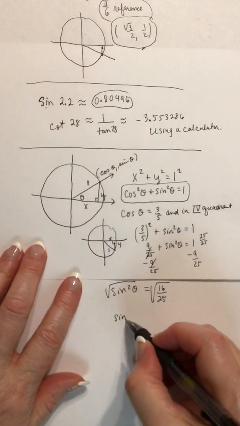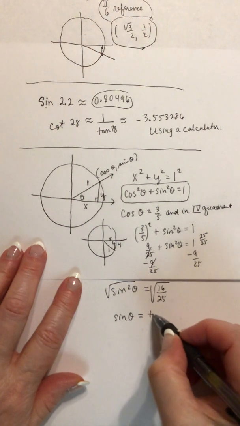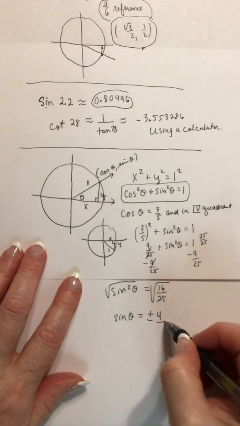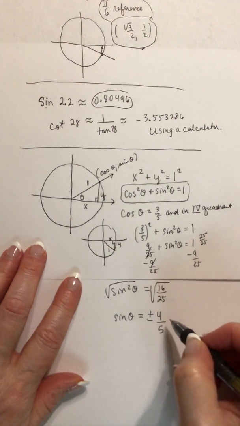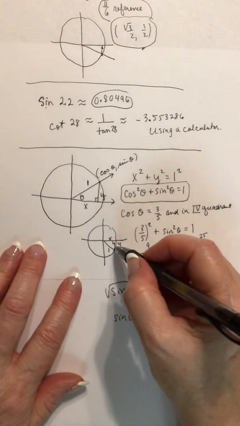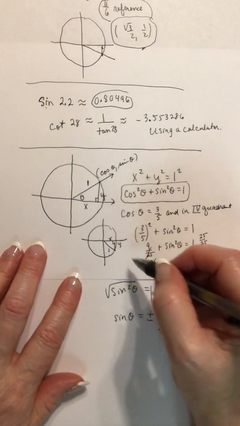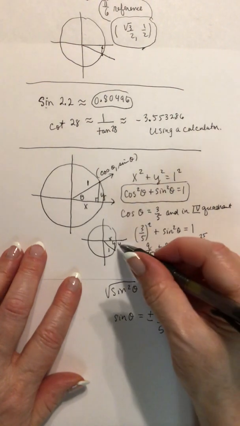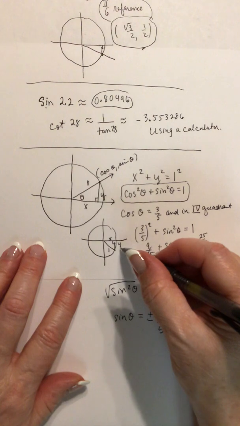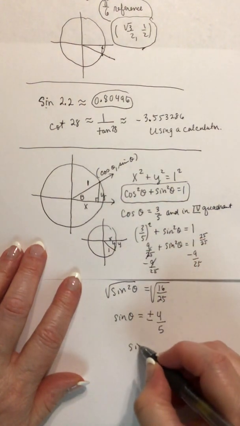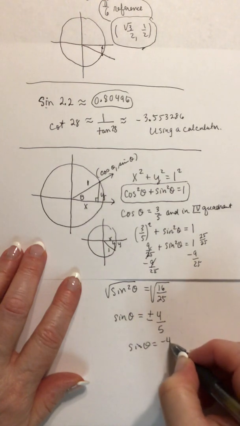Now remember, when you take the square root on both sides, you're going to have plus and minus. So I have plus and minus. Square root of 16 is 4. Square root of 25 is 5. So now we've got two choices. We've got a plus or a minus. So we have to decide, we're in quadrant 4. In quadrant 4, is sine going to be positive or negative? Is the y value going to be positive or negative? Well, we can see that it's coming down, so we know that sine of theta is going to be a negative 4 over 5.